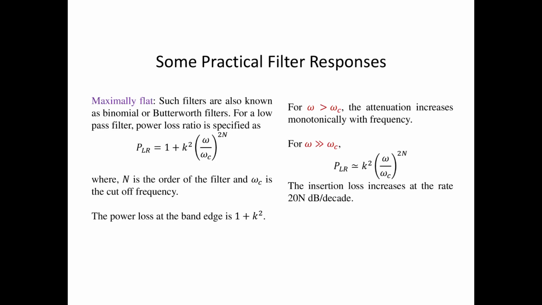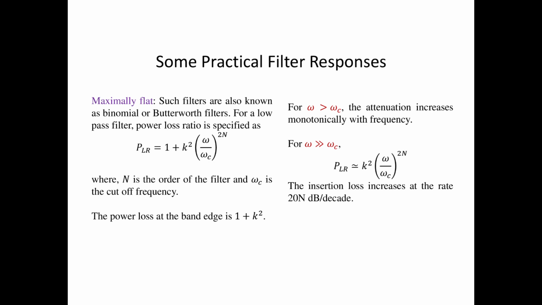Some practical filter responses: maximally flat. Such filters are known as binomial or Butterworth filters. For a low pass filter, the power loss ratio is specified by PLR equals 1 plus k squared (omega by omega c) to the power 2N, where N is the order of the filter and omega c is the cutoff frequency. The power loss at the band edge is 1 plus k squared.